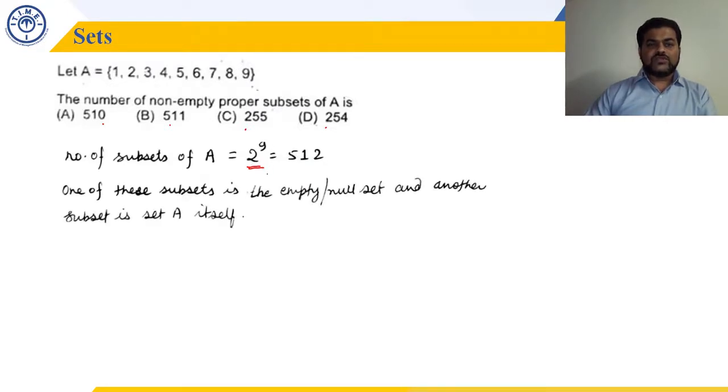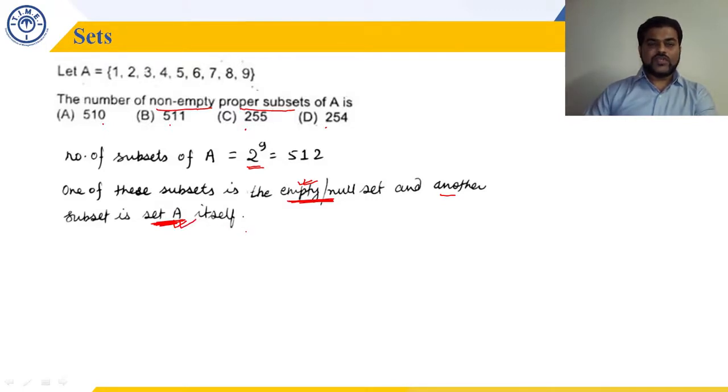Now out of all these subsets, one of the sets will be the empty set. And there will be another set which is set A itself. Out of all the subsets, there will be one empty set and one will be the set A itself. The question is asking about non-empty, so we don't have to use the null set, and also proper subsets. So we have to subtract the empty set as well as set A itself from the set of all subsets.